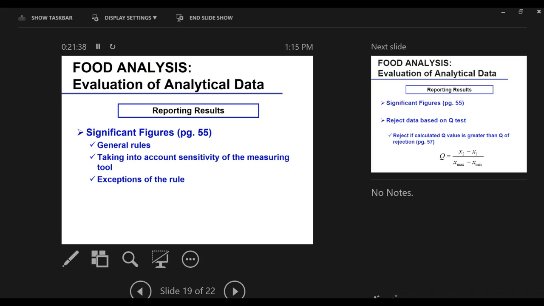Okay. So in the lab, whenever we have a set of data, especially the first lab next week, we're going to go over significant figures based on the tools that you are using. And then sometimes we also have to use common sense. And we will tell you when we want to use common sense in terms of number of significant figures.